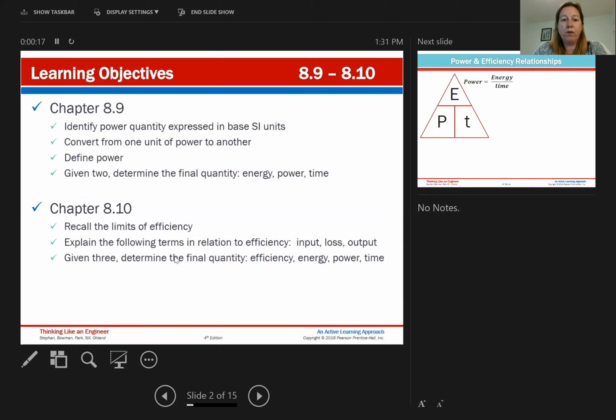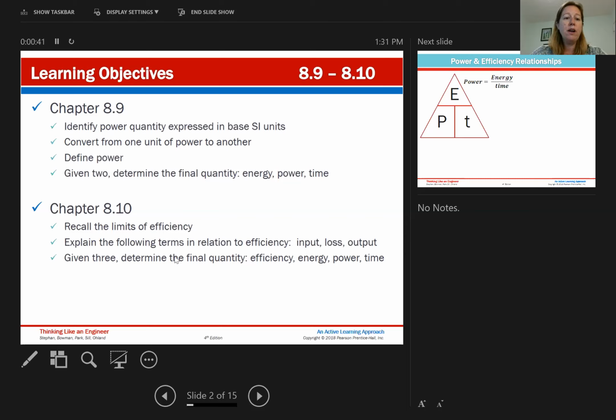So that'll come from your conversion equation sheet, in that little box on the conversion equation sheet. And then you're going to want to be able to define power. And then given that power is equal to energy over time, from those, you want to be able to determine a final quantity given two of the three things: either energy and power, or a combination of power and time, so then you'd be finding energy. Or if you have energy and time, then you'll be finding power.